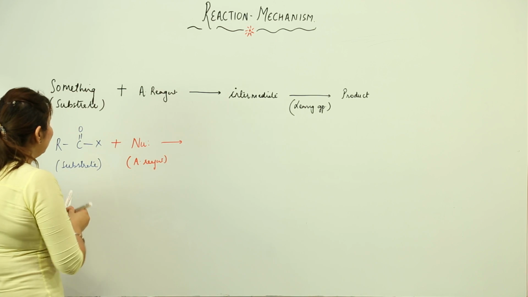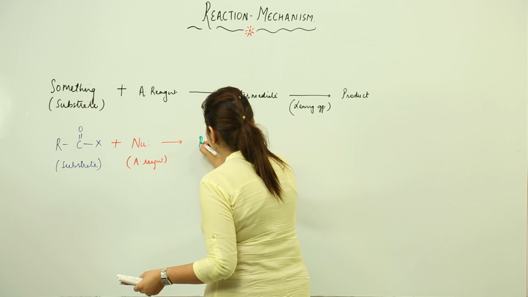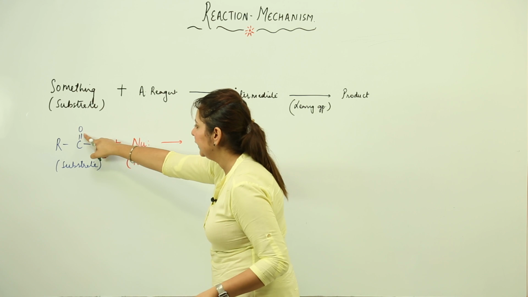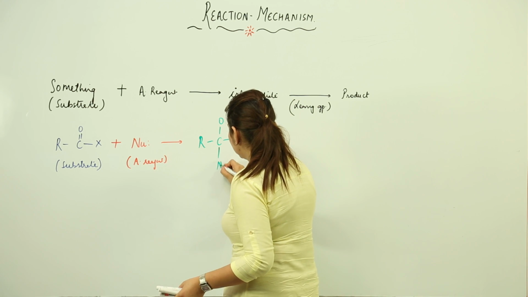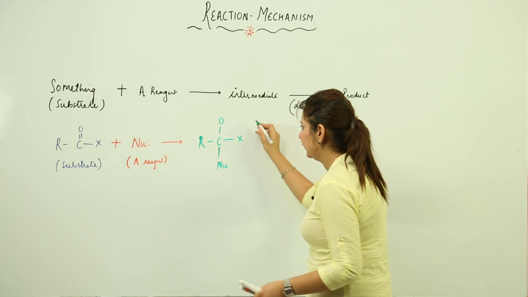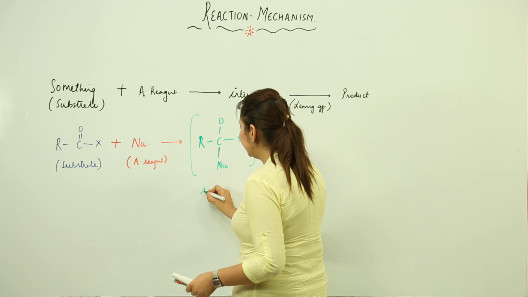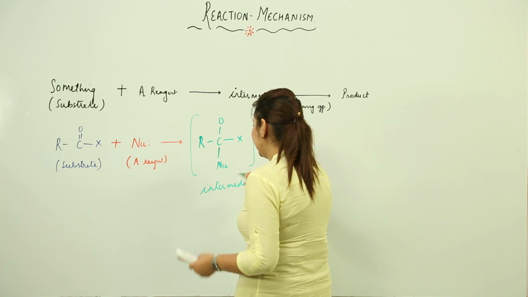So what happens when they both react with each other? What do they form actually? They form like this. The bond formation is like this. This bond actually breaks then, because it is going to add something into it. So we get this. Right. This is something called an intermediate.